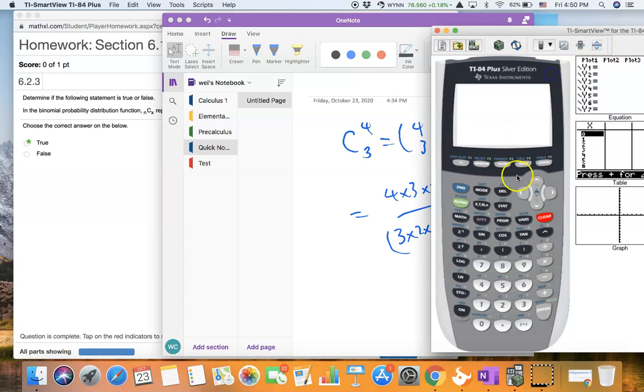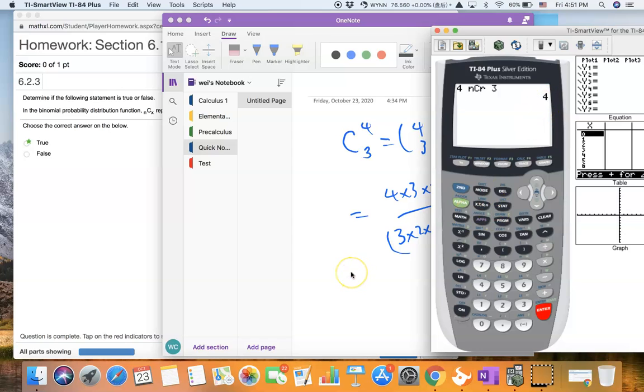So to do this on the calculator, you first click 4, and then you click on the MATH key, and then you select PRB, the probability menu, and then you select the option 3, the third option. You press enter, and then you select 3 and press enter. So that will give you the answer.